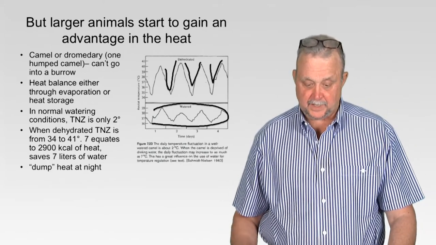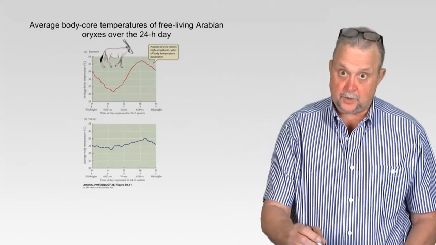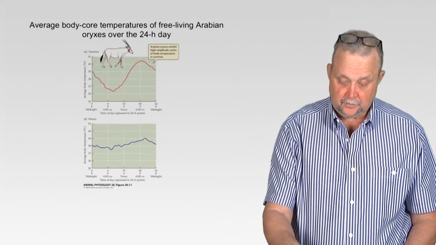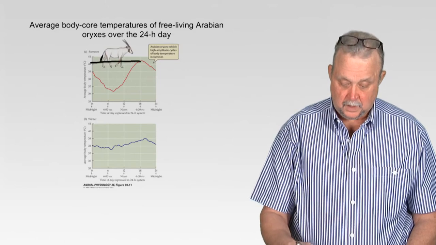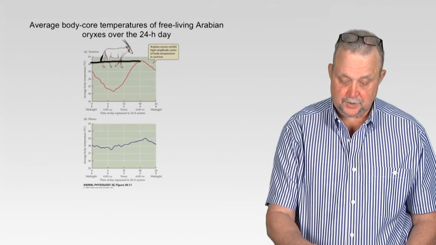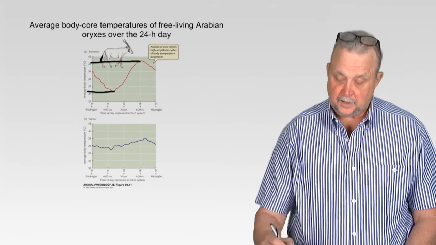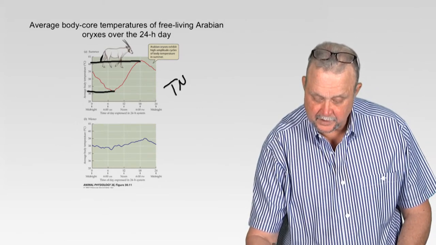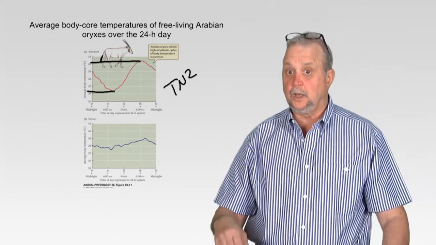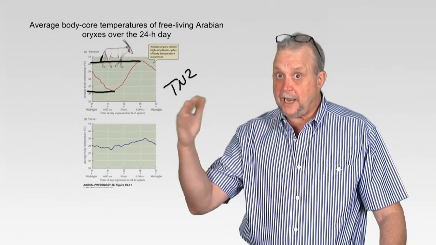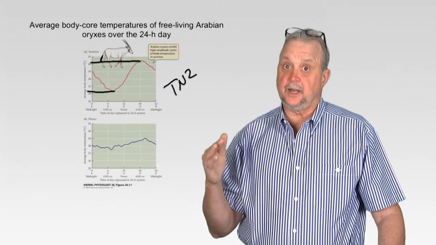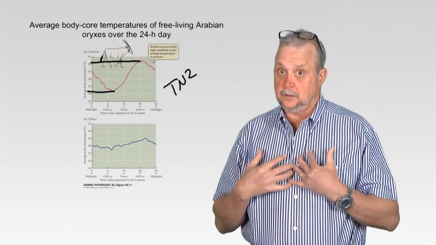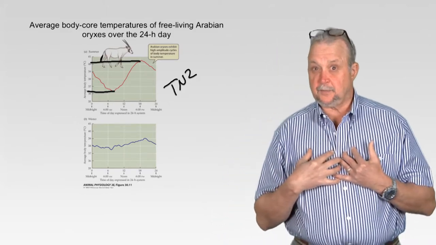And they'll dump that heat at night. This is the Arabian oryx, daytime temperatures 41, nighttime temperatures 36. And this, we won't go into it here, but this is known as the TNZ, which is the thermal neutral zone, which is the range of temperatures those animals can be comfortable at, their body can work well at.